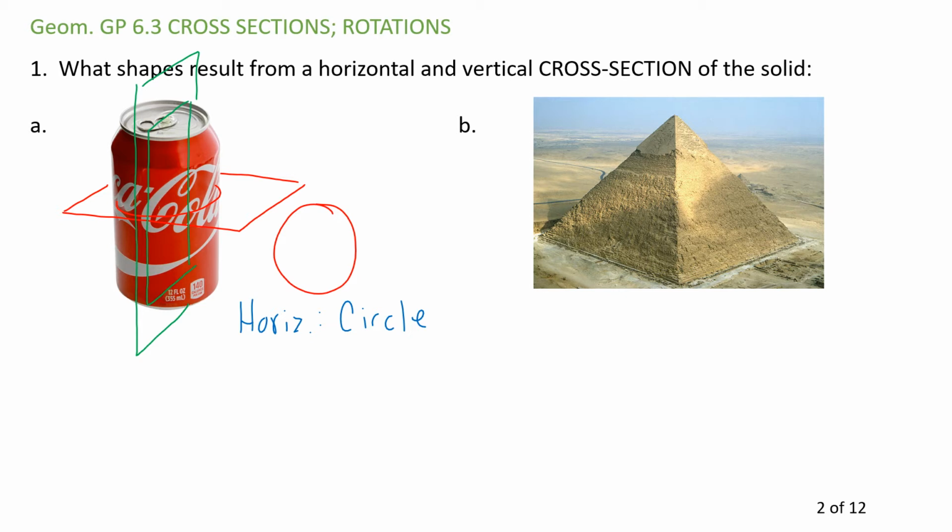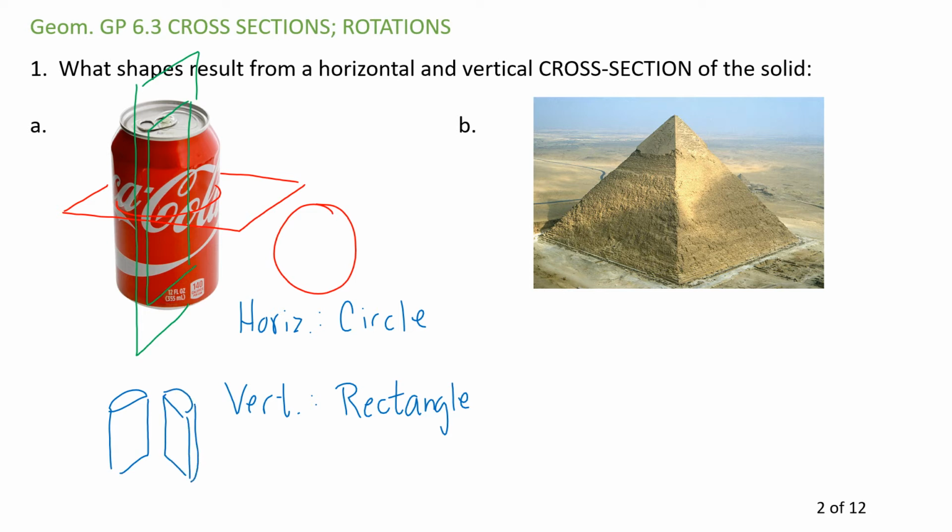If you slice this vertically, you can think of it if you actually sliced it and opened up the can, you would have a rectangle on that side and then a rectangle on that side. Well, how about a pyramid?